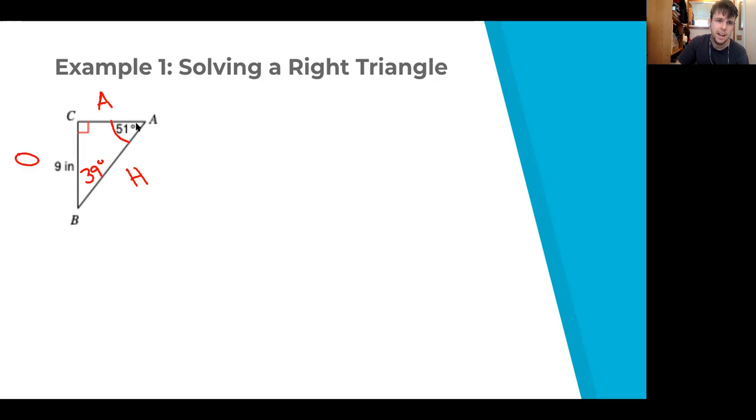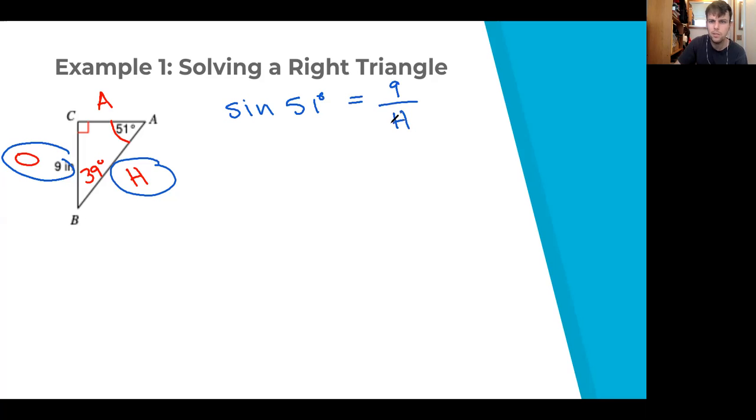All right, so from there, I need to choose whether I'm solving for this side over here, which is my adjacent side, or this side over here, which is my hypotenuse. Those are the only two things that I'm missing right now. Let's just say we solve for the hypotenuse. So the side that I know is the opposite side. Opposite and the hypotenuse tell us to use sine. So sine of 51 degrees is equal to opposite over hypotenuse.